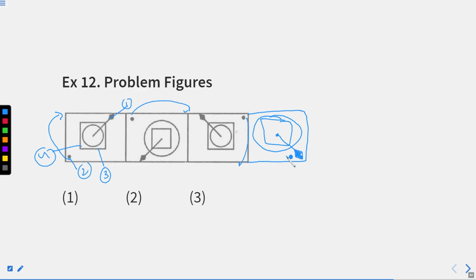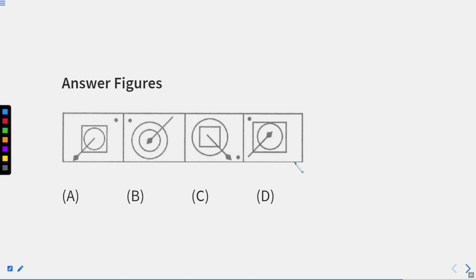Let's just check: a square on the inside, arrow facing southeast. Are we getting these kinds of things or not? Okay, the arrow is facing southeast only in this option. So we can directly eliminate all options apart from this. But we will check other things as well. Yes, the arrow is facing southeast.